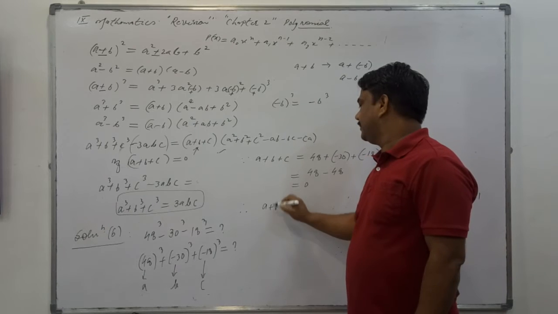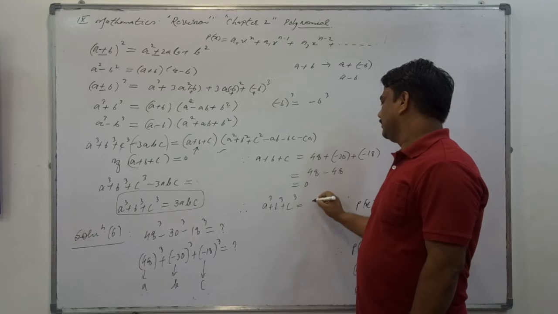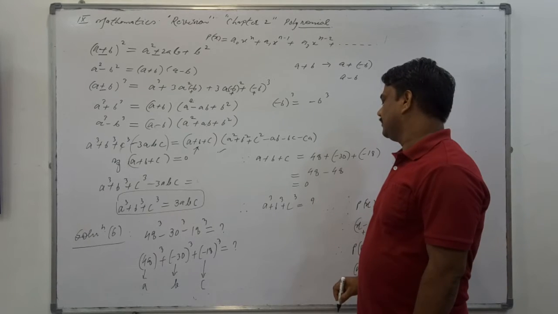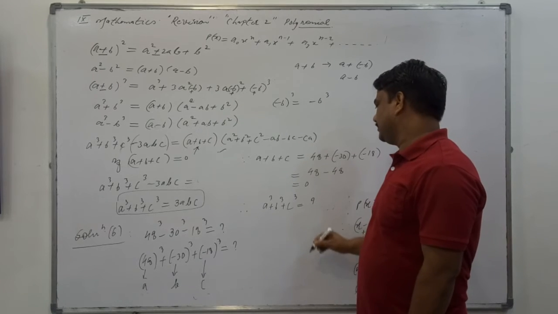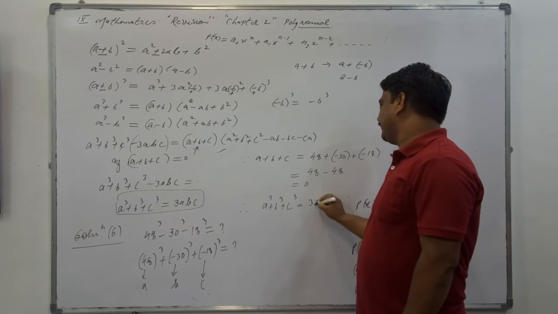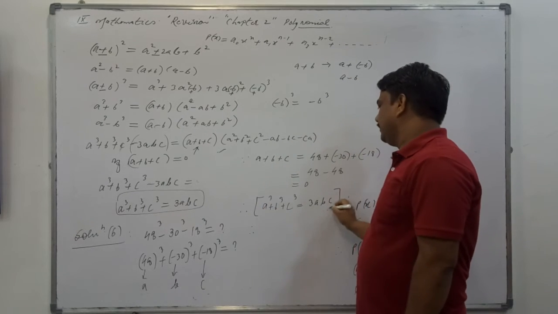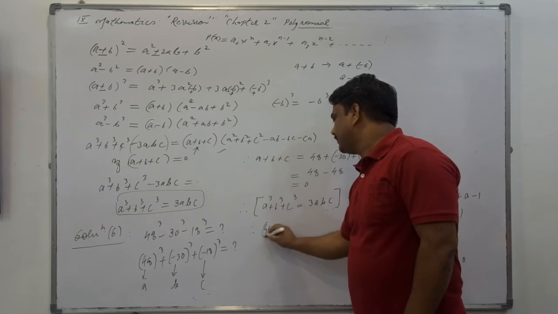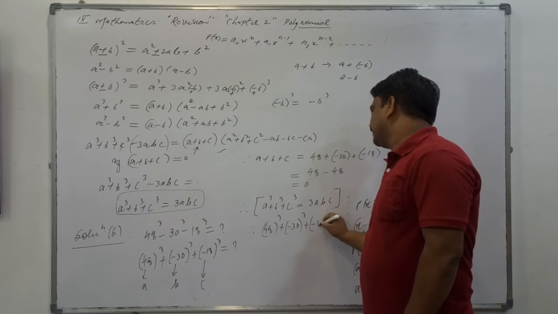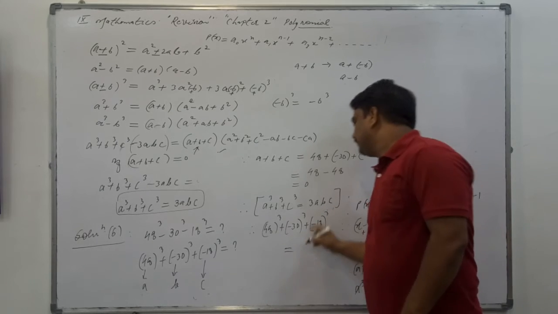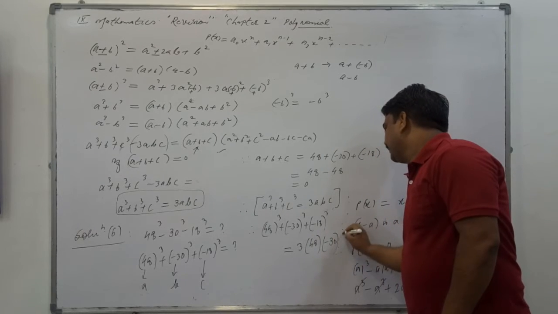Therefore a cube plus b cube plus c cube is equal to 3abc. Girls, solve this please. Then what will you have? It's 3abc. This is the formula here, okay? So 48 cube plus minus 30 cube plus minus 18 cube is equal to 3 times 48, minus 30, and minus 18.